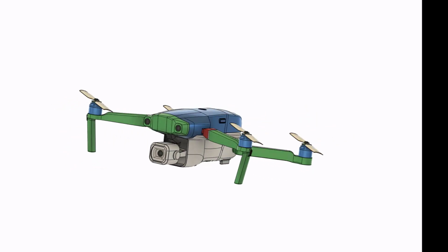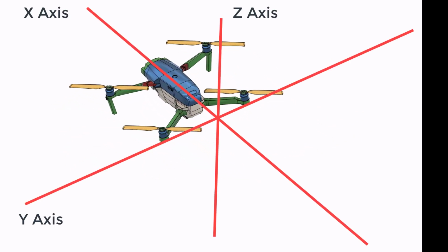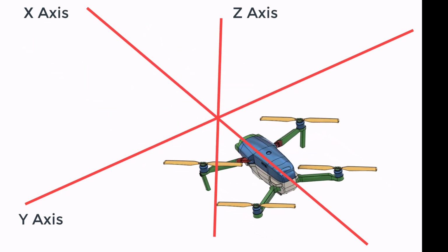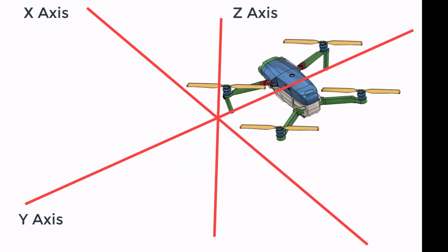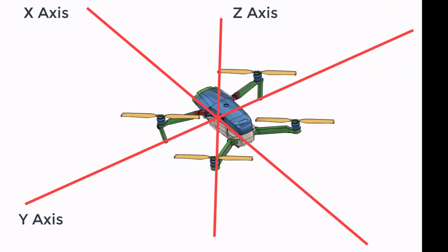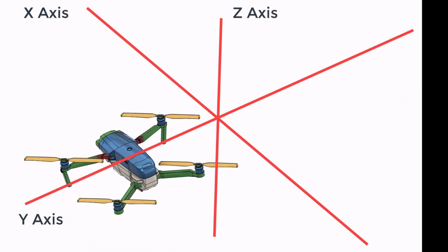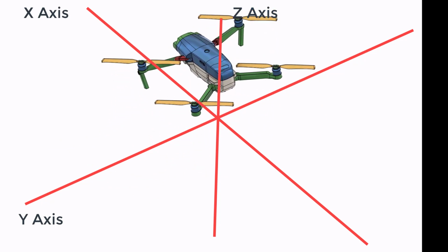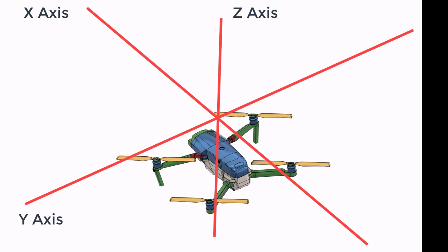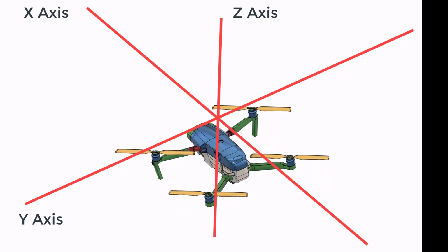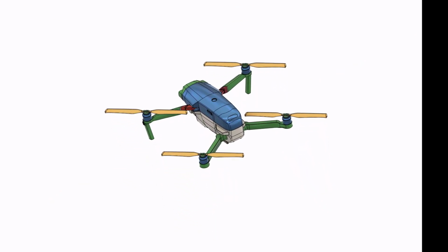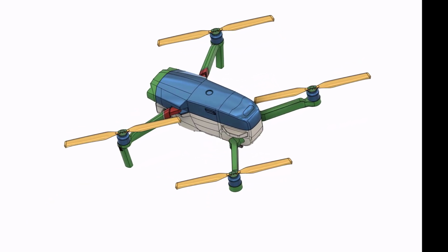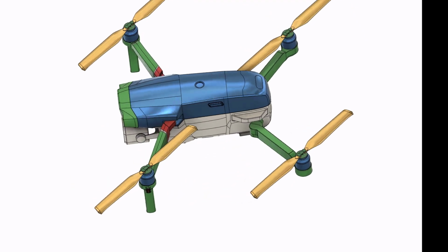Translational movements are exactly the same again. Translation along the x-axis, this represents movement along the x-axis. It means moving forward or backward for a quadcopter. Translation along the y-axis, for a quadcopter, it means moving left or right. Translation along the z-axis, same as before. This refers to vertical movement that allows the quadcopter to ascend or descend. When someone says a quadcopter has 6 degrees of freedom, they mean that the quadcopter is capable of moving and orienting itself in 6 independent ways.